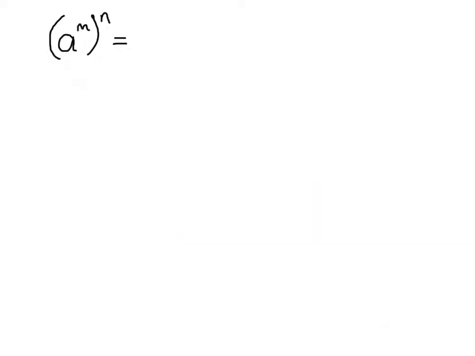The third exponent law is called power of a power. In this exponent law, we have a power inside the brackets and it's raised to another power. In order to simplify this, we have to bring it so it has one exponent. Because you have a power to a power, we're going to be multiplying our exponents together, so it'll be a to the power of m times n.